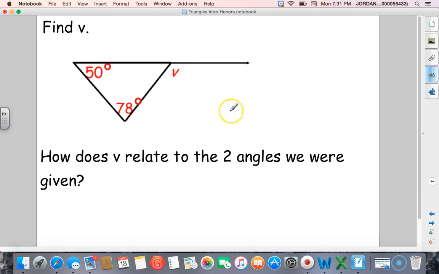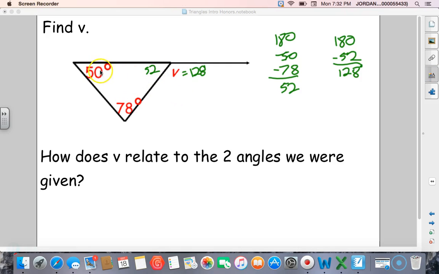So real quick, I'm going to let you guys find V on this, and then we'll talk about this question real quick. Three angles have to add up to 180 because they make a triangle. Take 50 and 78 away from 180, it leaves your third angle 52. And then these make a linear pair, so they have to add up to be 180. So take 52 away from 180, and it leaves 128.